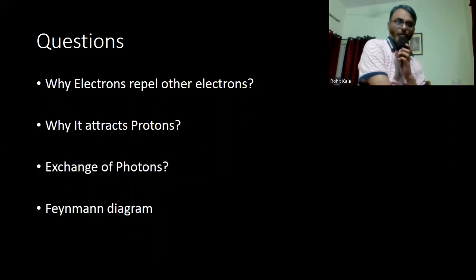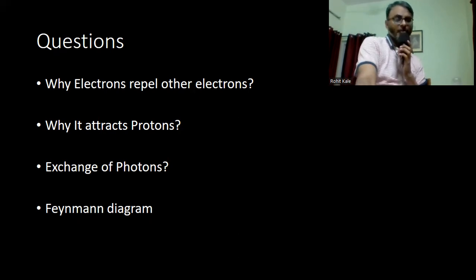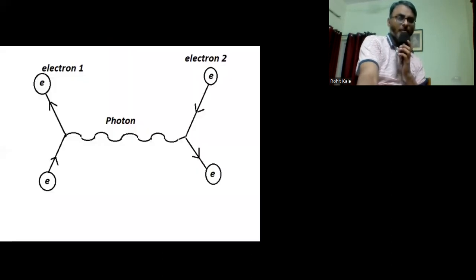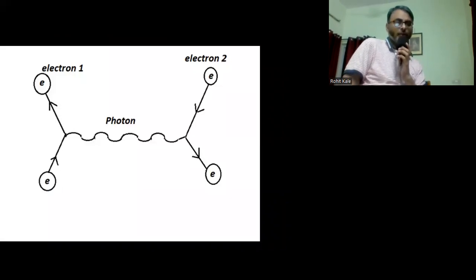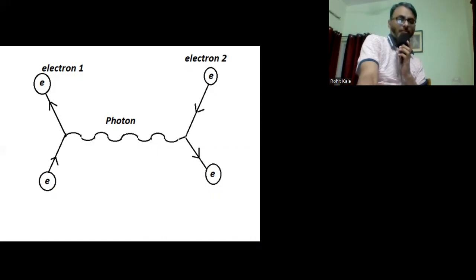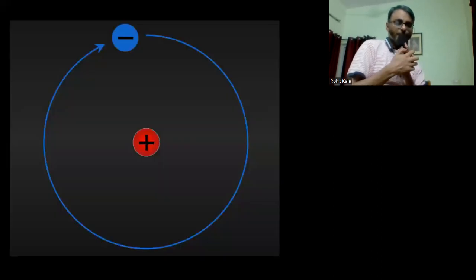Then we saw that there are some questions which remain unanswered, like why exactly electrons repel electrons, or why an electron attracts protons. Contemporary physics says that this happens because of the exchange of photons, and this is typically described with Feynman diagrams, in which they say that electron one approaches electron two and basically exchanges a photon, which is the cause of the force. We need not overanalyze this figure, but we will do that in a minute.